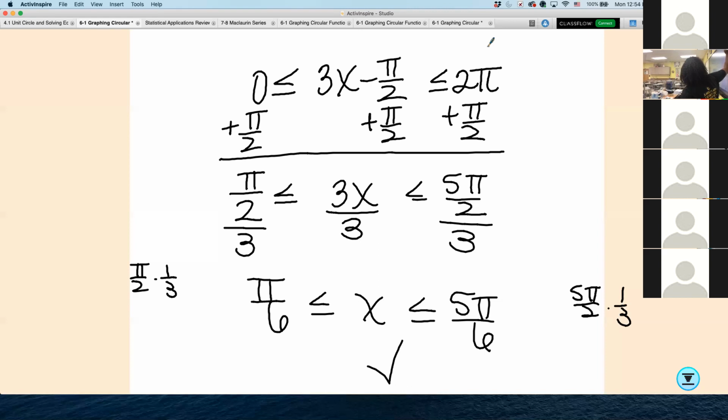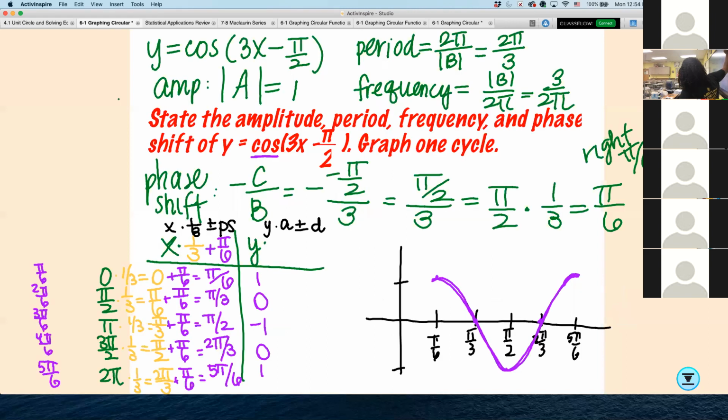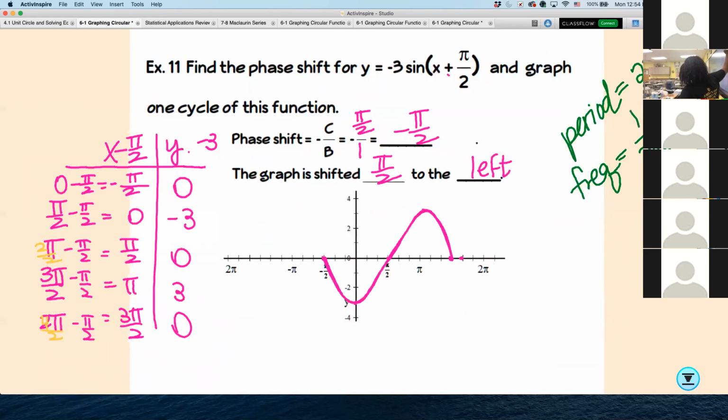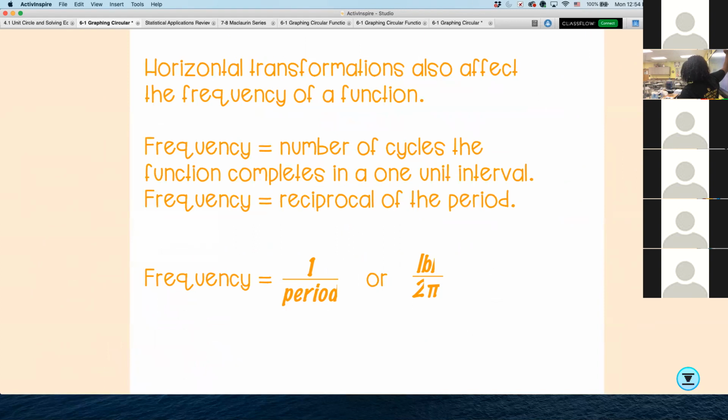I have another question. Yep. So how is it again that you calculate frequency? Frequency is just the reciprocal of your period. So just do the absolute value of b over 2 pi. If you find your period first, you just flip it for your frequency.